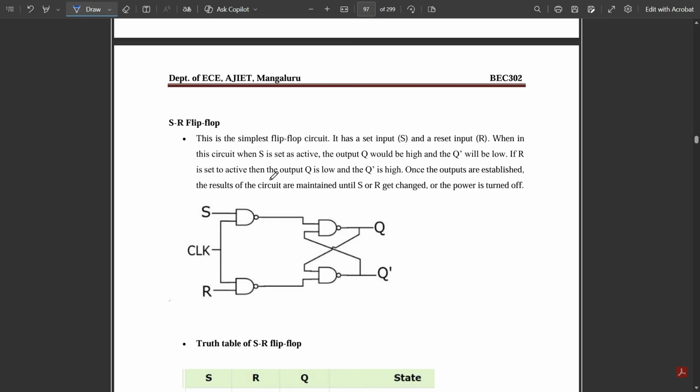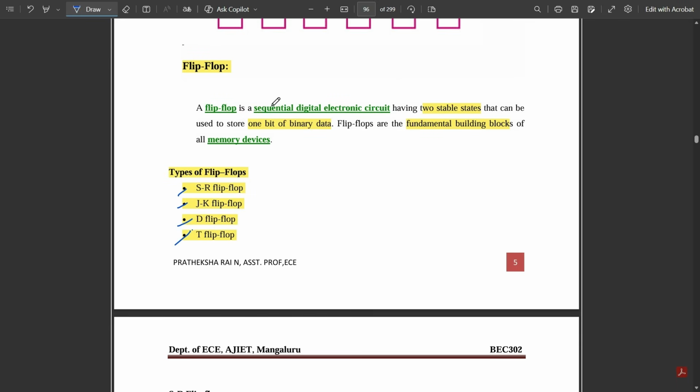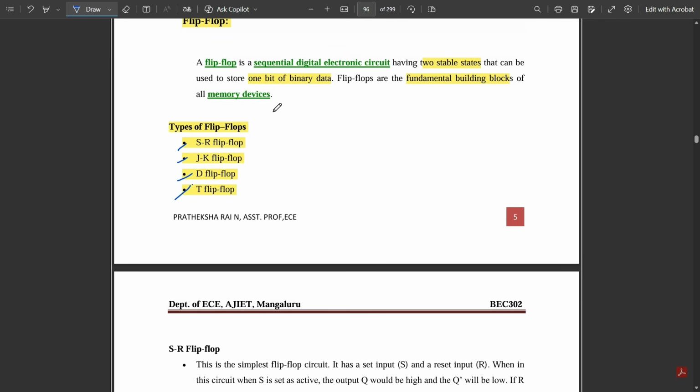As I have told you, flip-flops consist of clock signals, which you should not forget. The latch circuits do not consist of clock signals. So these are the examples of synchronous sequential circuits.